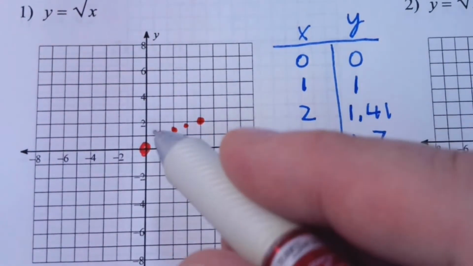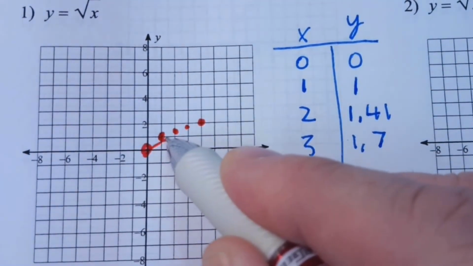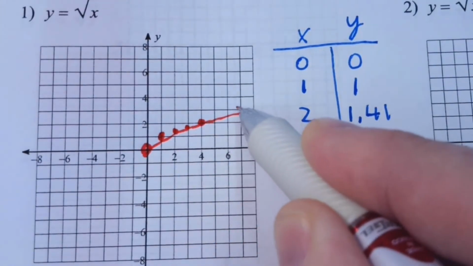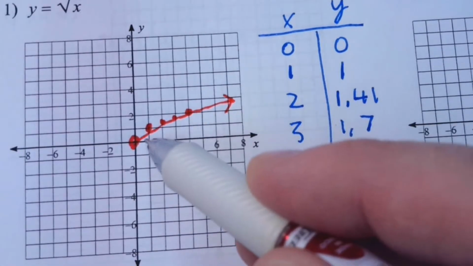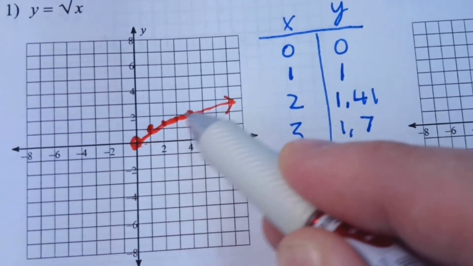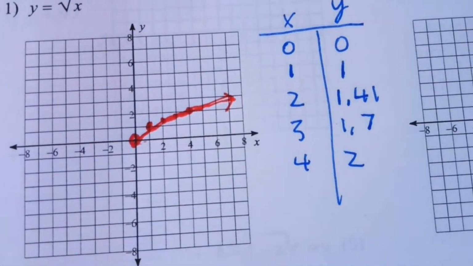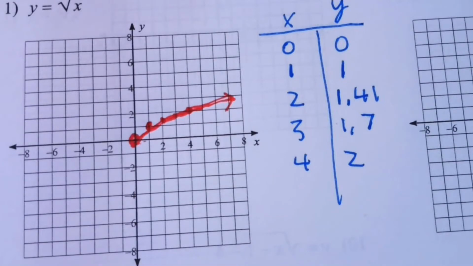Okay, so this is how this is going to work. Okay, it kind of looks straight the way I drew it, but really it's a curve. It's just not much of a curve. Okay, so that's how our graph is going to look.